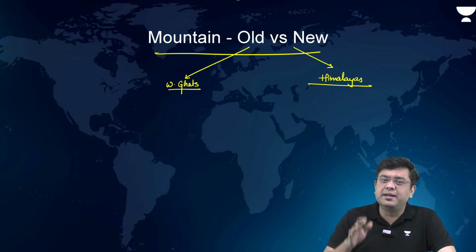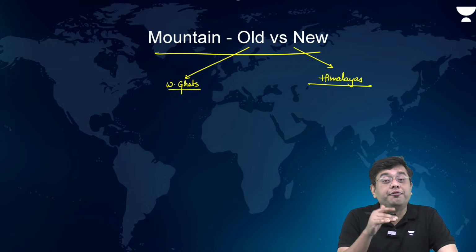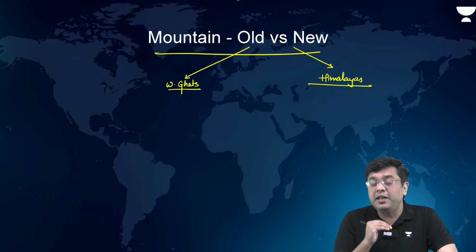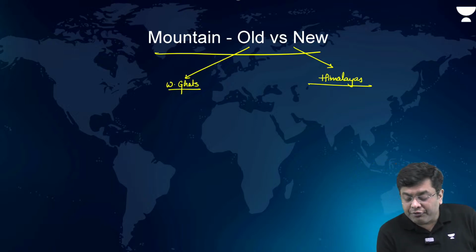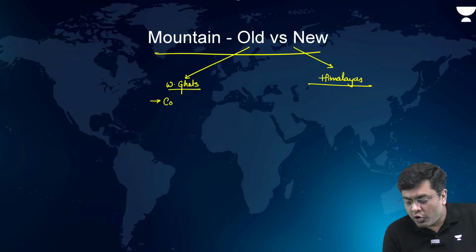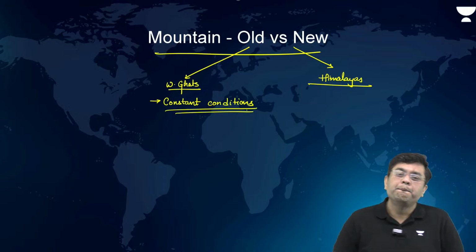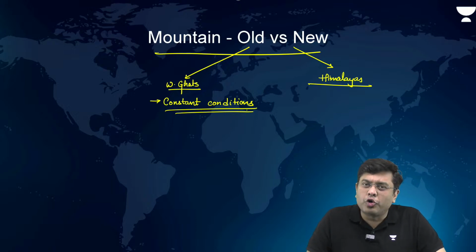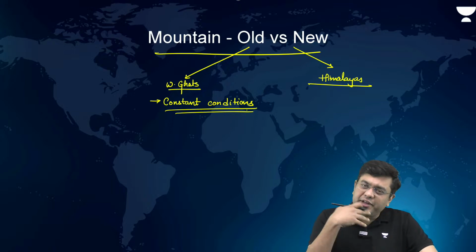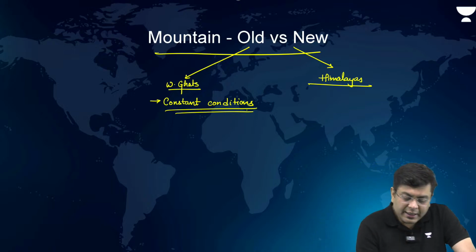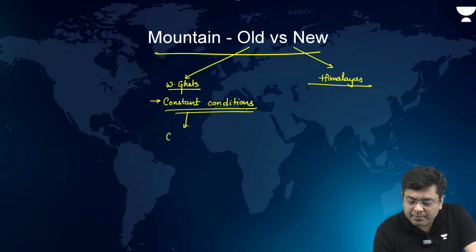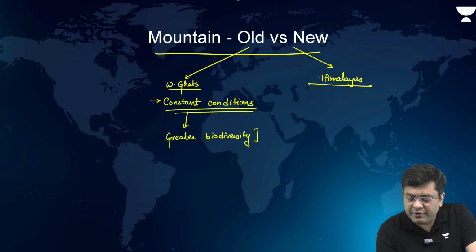But when you consider the Western Ghats, they have remained like that for a very, very long period of time, for millions and millions of years. So that means you have constant conditions which are prevalent for a long time. So when you have constant conditions, for every biodiversity richness, you need the conditions to be constant. So that would always mean greater biodiversity. The amount of biodiversity will be greater.